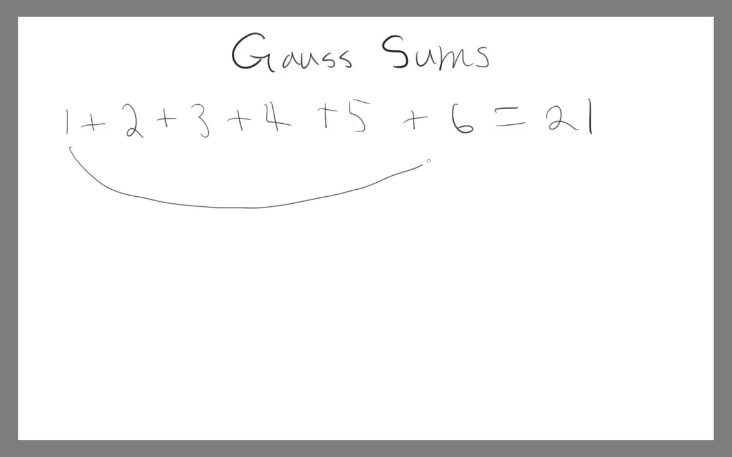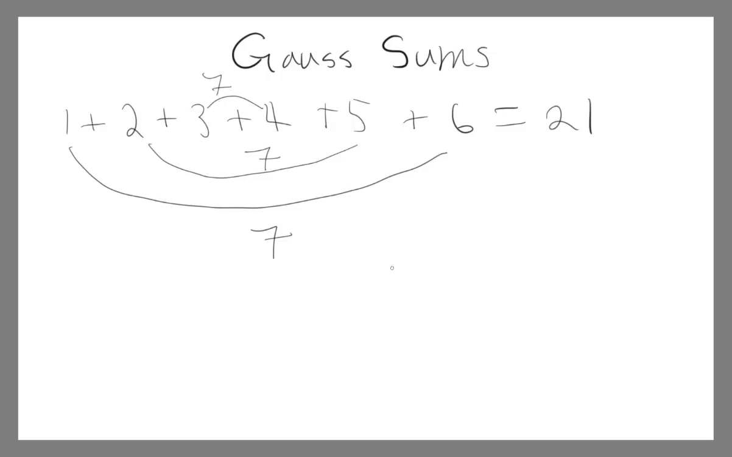If we add 1 plus 6, we're going to get 7. If we add 2 plus 5, we're going to get 7 again. And when we add 3 plus 4, once more, it is 7. So clearly there's something of a pattern here with all the repeated 7s.